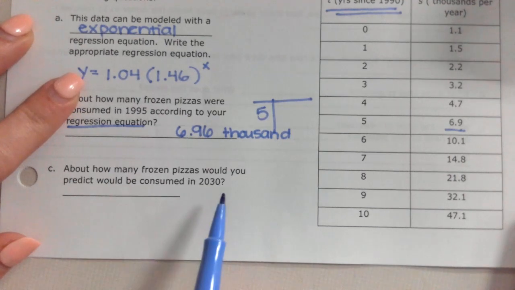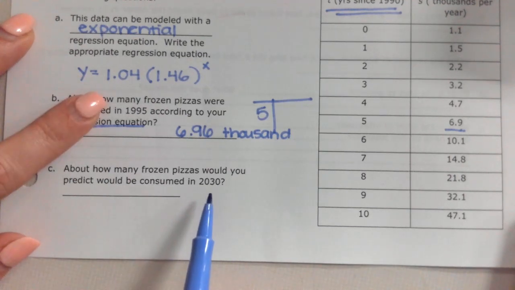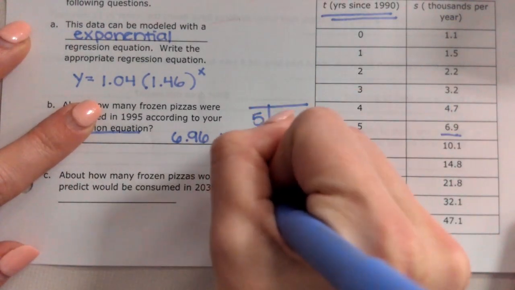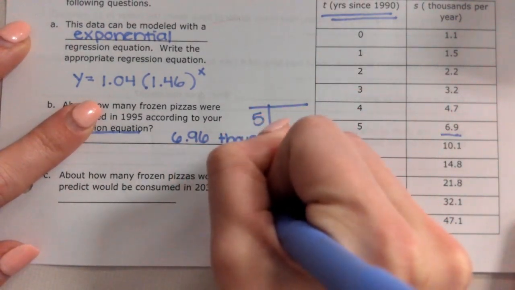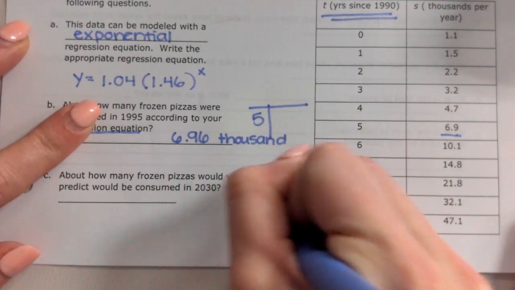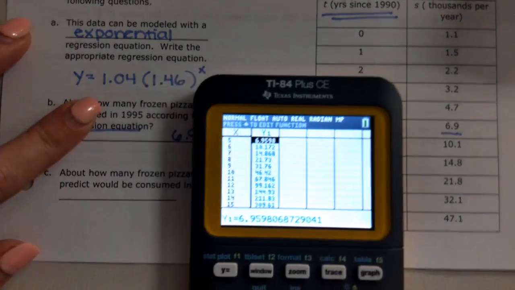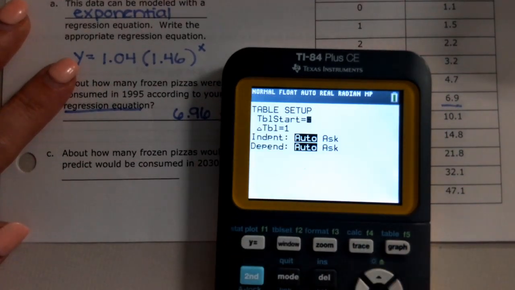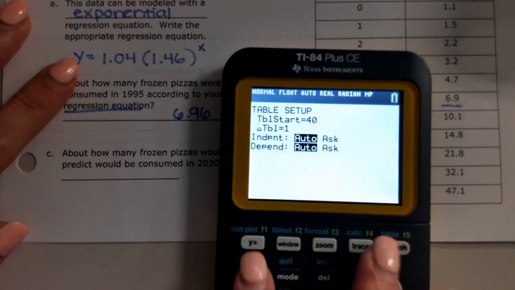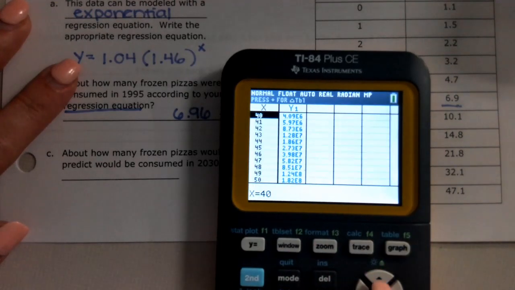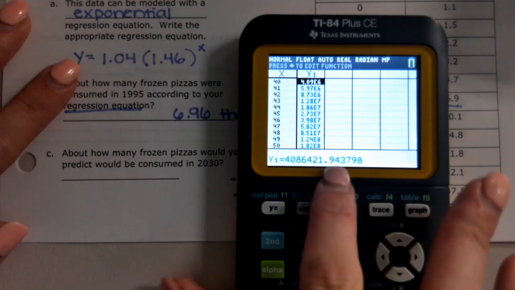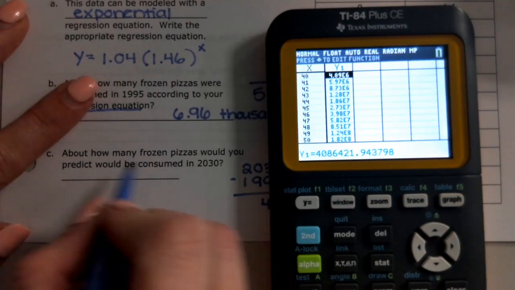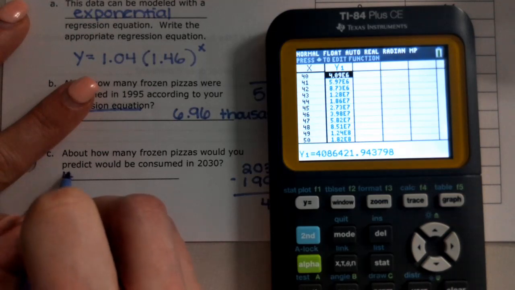About how many frozen pizzas would you predict would be consumed in 2030? Okay, so 1990 to 2030, if you don't know how to do the years, you just subtract what it says, and that's 40 years. So looking at our table again, you can jump by doing second window, and we're going to jump to 40, second graph. And again, if you scroll over, you can see the entire decimal here at the bottom. So how many frozen pizzas would you predict would be consumed in 2030?